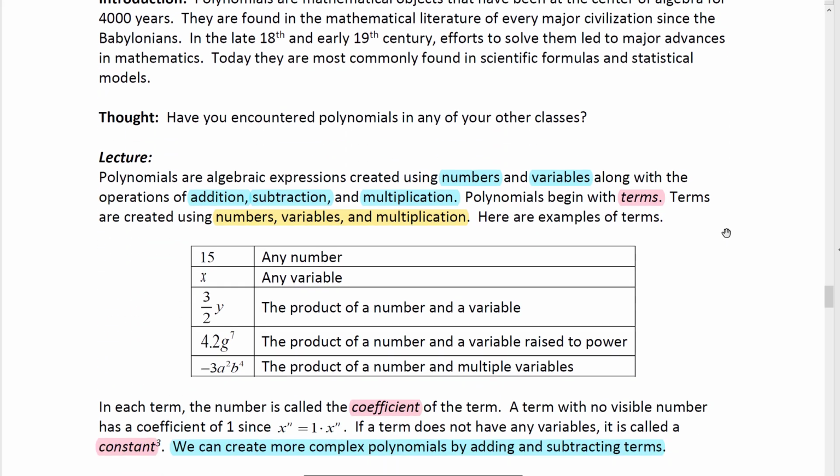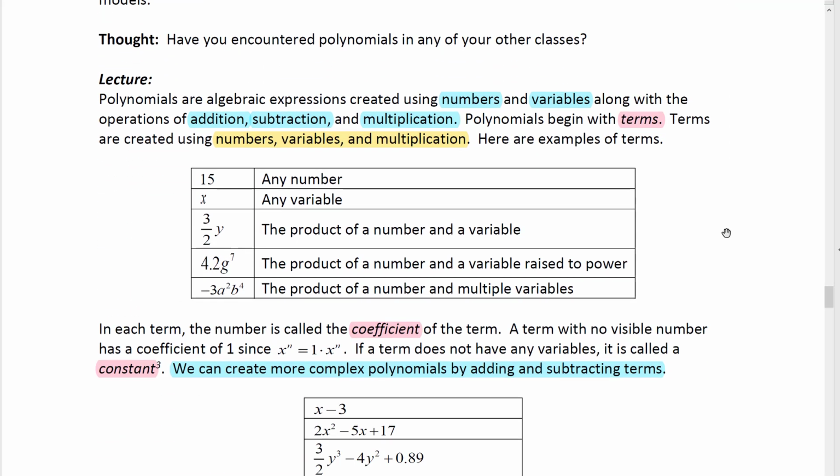The lecture on our page begins by saying that polynomials are algebraic expressions created using numbers, variables, addition, subtraction, and multiplication. Now, at the core of polynomials are things called terms. And terms consist of just numbers, variables, and multiplication. So we take numbers, we multiply them by variables, and we get terms. And in the table you see some examples of terms.